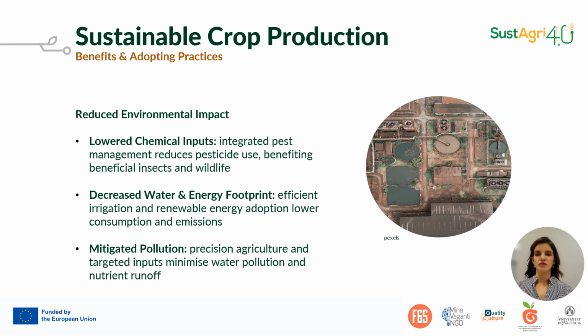Decreased water and energy footprint. Sustainable crop production focuses on efficient water use through technologies like drip irrigation and adopting renewable energy sources to reduce the consumption of fossil fuels and lower greenhouse gas emissions. Mitigated pollution. Precision agriculture techniques enable targeted application of inputs like fertilizers and pesticides, reducing the potential for water pollution and nutrient runoff, thus safeguarding water quality.